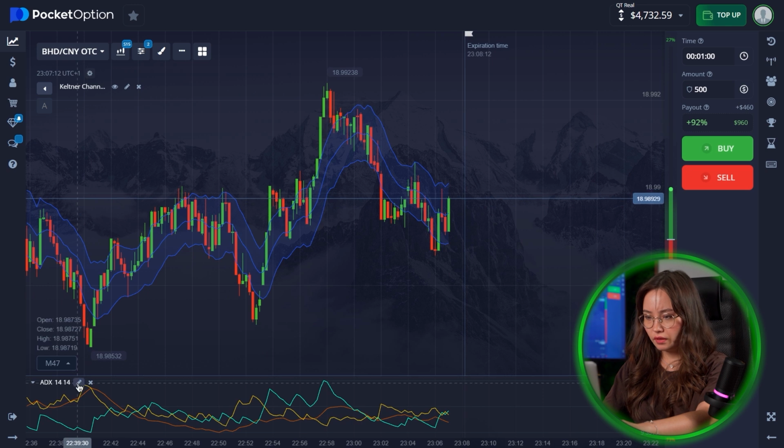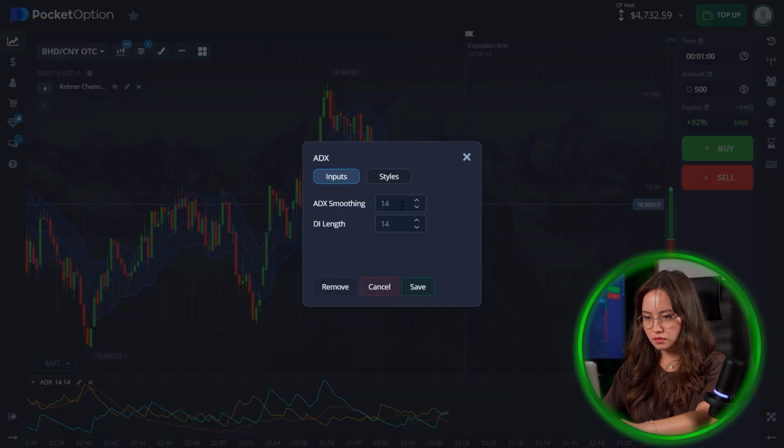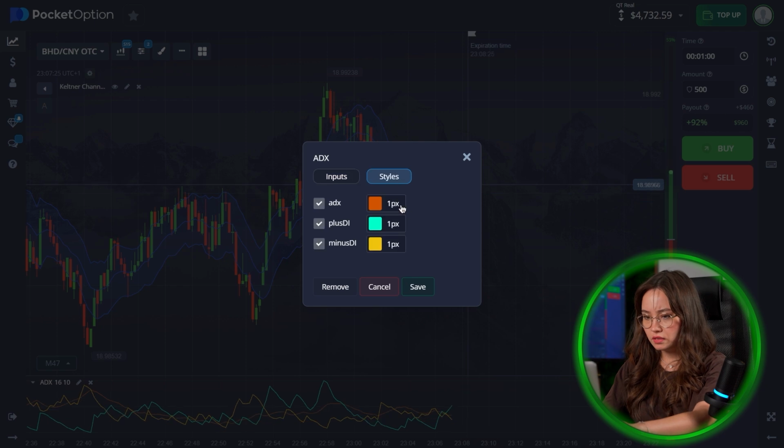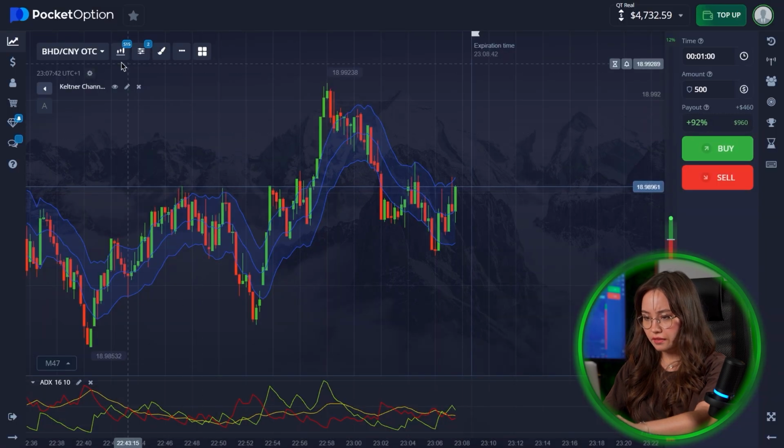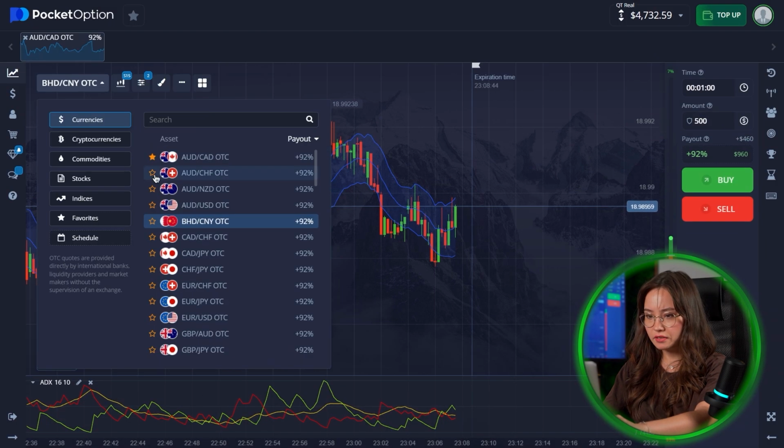ADX with the settings, ADX moving 16 and DI length 10. Styles: plus DI green and minus DI red, ADX yellow. And set that. Now let's add currency pairs.